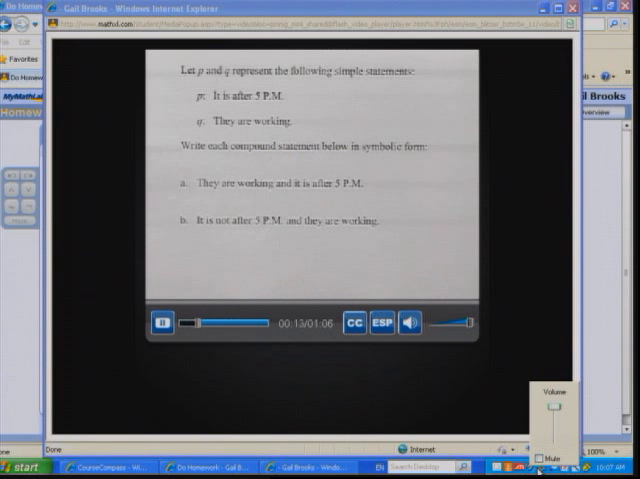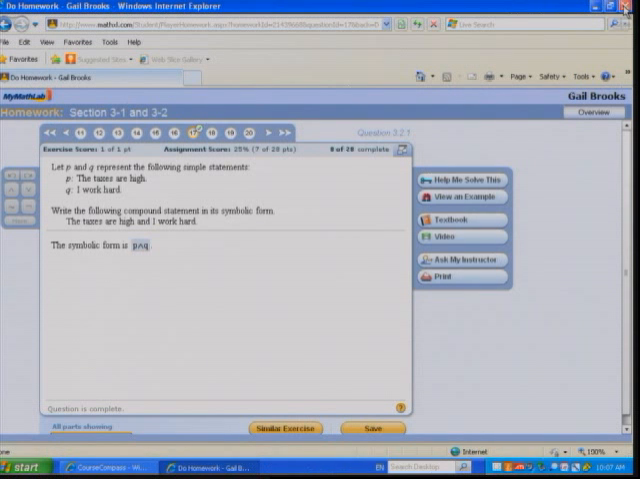Let P and Q represent the following simple statements. P: it is after 5 p.m. Q: they are working. Write each compound statement below in symbolic form. I think you got it. All right, it does get a little bit trickier in a minute, and she's going into a slightly trickier one, so we'll look at that. So you've got lots of help to do this homework.